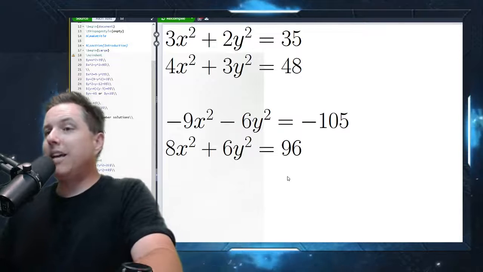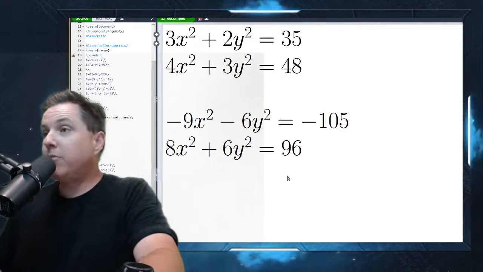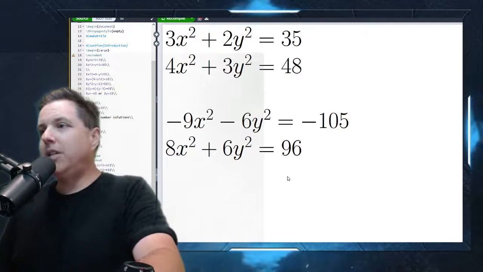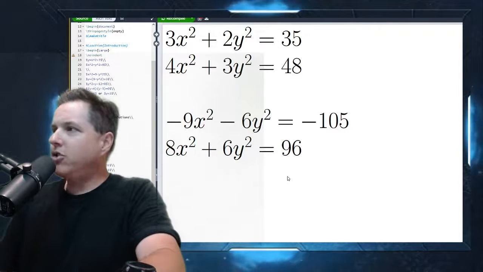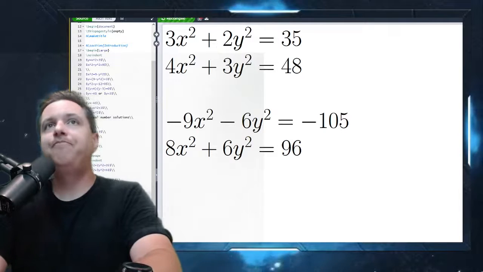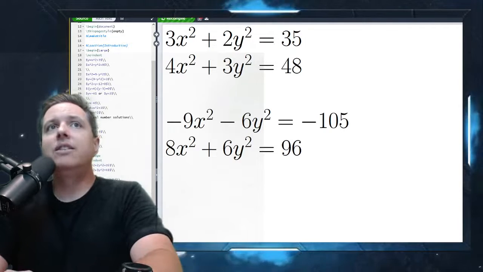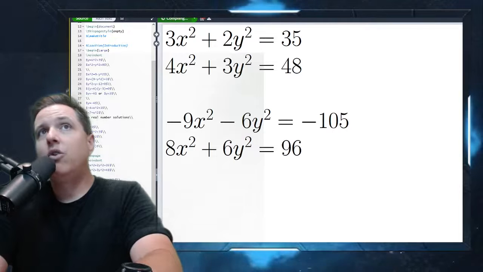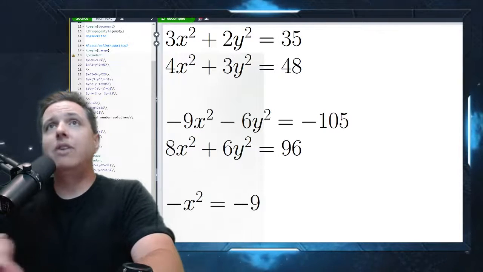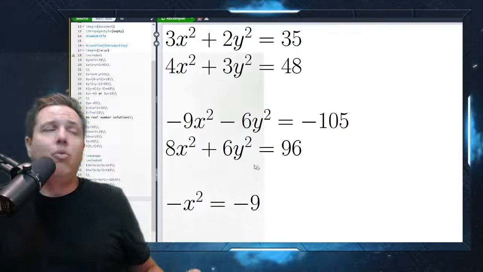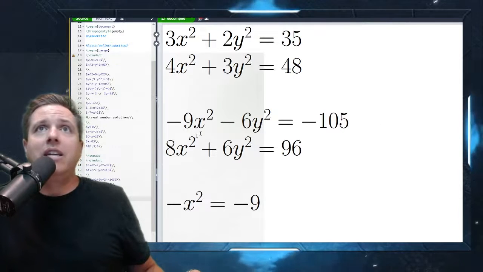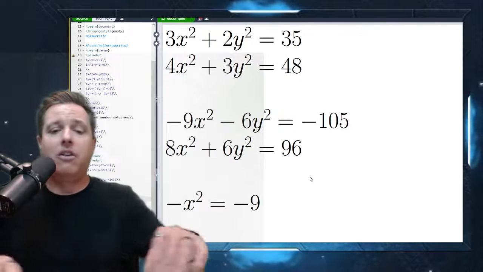Remember to get that opposite sign. Sometimes people will get positive 6y squared and positive 6y squared, and then cancel them, but that would actually be 12y squared, right? So make sure you have an opposite sign so they're actually canceling each other out. And then this simplifies significantly. We're going to get negative x squared equals negative 9, because negative 105 plus 96 is negative 9. Negative 9x squared plus 8x squared is negative 1.